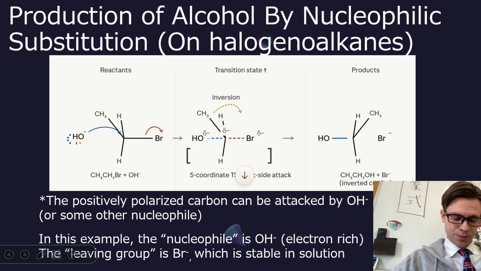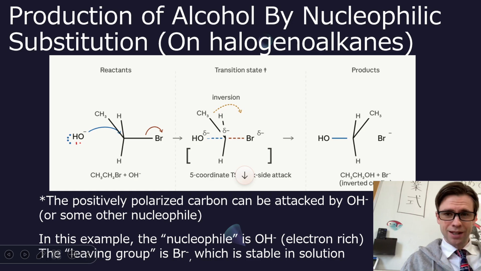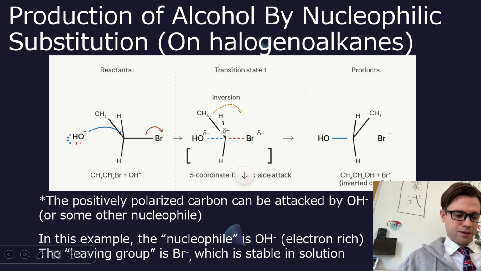The leaving group is known as Br minus. It's sort of good at leaving and taking its pair of electrons, and it's stable in an aqueous solution just by itself, so it can leave. Okay, the details of that will be important in the reactivity section, but just for now, you can see how an alcohol might be made all the way back from an alkane.